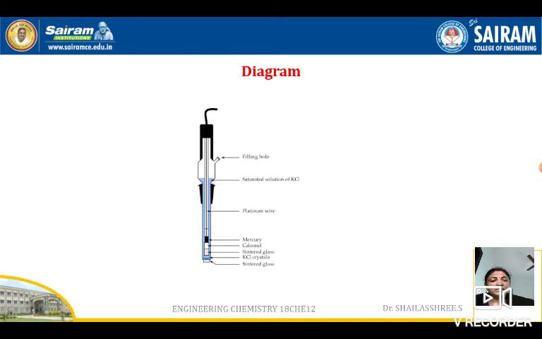KCl solution of what type? Either 0.1 normal, 1 normal or saturated KCl solution is used here. To fill the KCl solution there is a side tube, and there is a platinum wire inserted up to the bottom, that is up to the mercury level, that serves for external electrical contacts. So let us go back. This is about the electrode diagram.